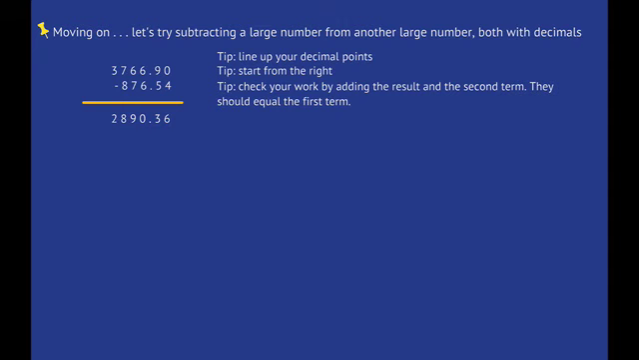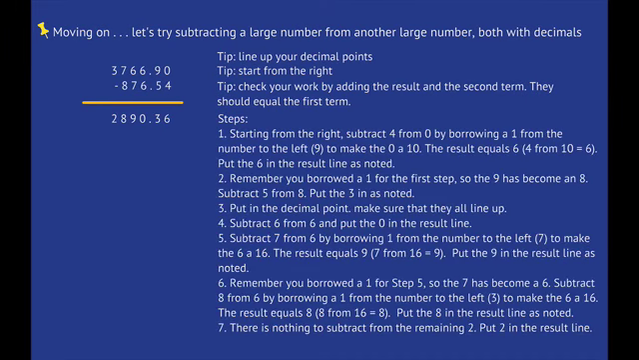Now let's try subtracting a large number from another large number, both with decimals. Line up your decimal points and start from the right. You can check your work by adding the result to the second term. They should equal the first term. In this example, we add 876.54 and the result 2890.36, and we should get 3766.90. Here are the steps when you go through the slides.